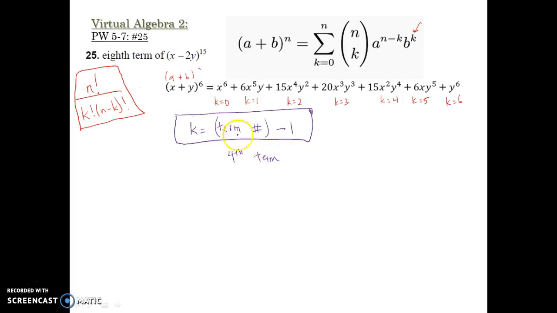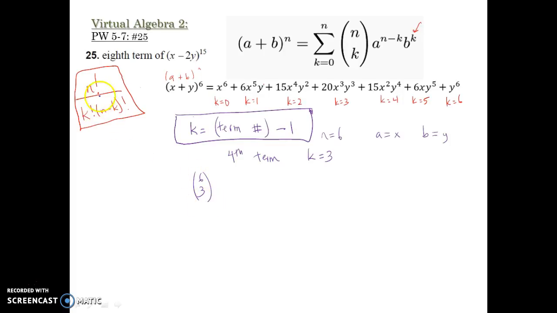So that means that k is going to be 4 minus 1, so k equals 3. So here's what I'm going to do. I'm going to just do the third term here. I'm just going to do this for when k equals 3. So we got n equals 6. We got a is x and b is y. Okay, so n choose k. That's 6 choose 3.